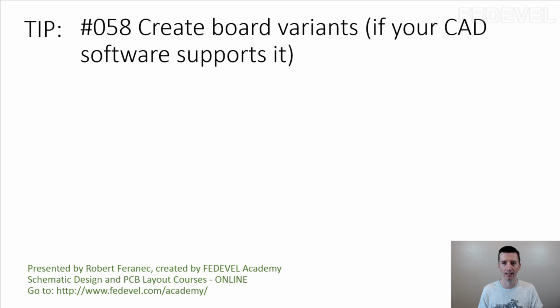Tip number 58, create board variants if your CAD software supports it. What are variants, do you know? Variants are when you have one PCB and you fit different components. Probably the easiest example is a board with different processor speed or different memory size. You have a board with 4 GB of memory and the same board with 1 GB of memory. So that's a variant.